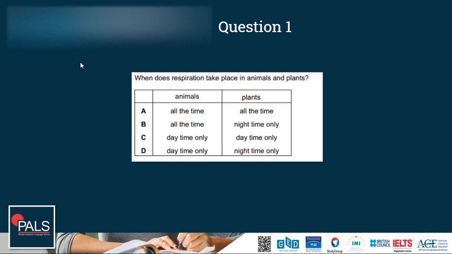Okay, the correct answer here is A. Animals need energy all the time to stay alive. Our cells, same as plant cells. Plant cells need to do respiration all the time to stay alive. Now, the only difference is during daytime, plants usually cover up this effect of respiration by doing a lot more photosynthesis, so they produce oxygen, but at the same time they will do some respiration.